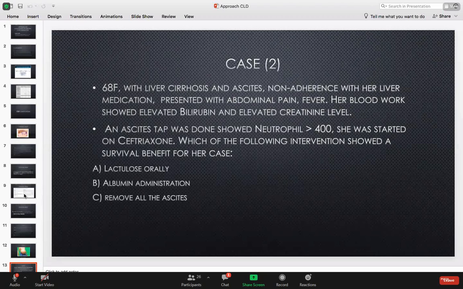1, lactulose orally. 2, albumin administration. 3, removing all the ascites. What do you guys think? So let's first ask ourselves this question. What do you think the diagnosis is?